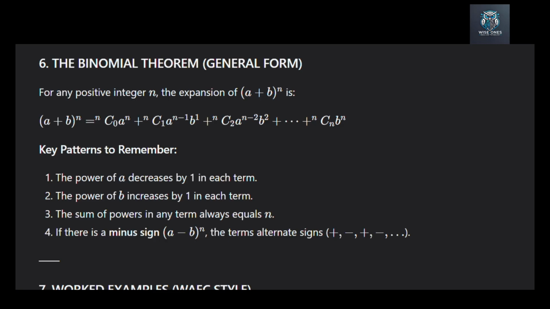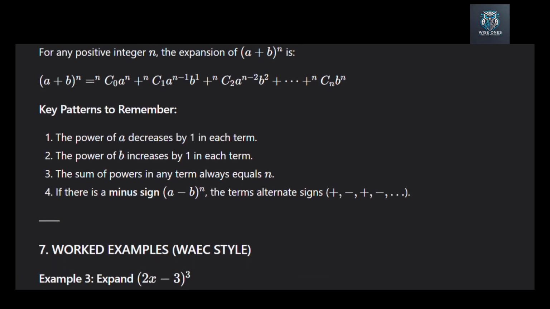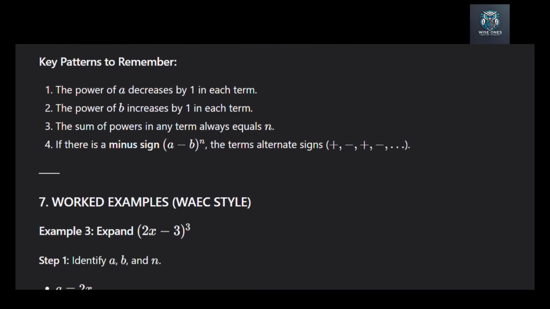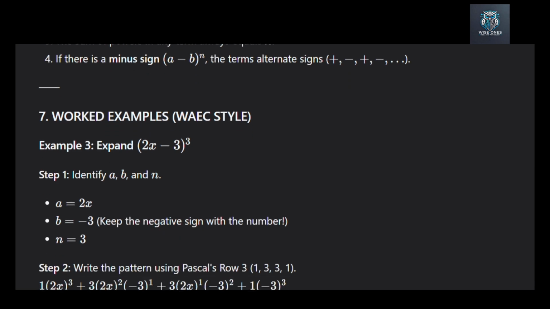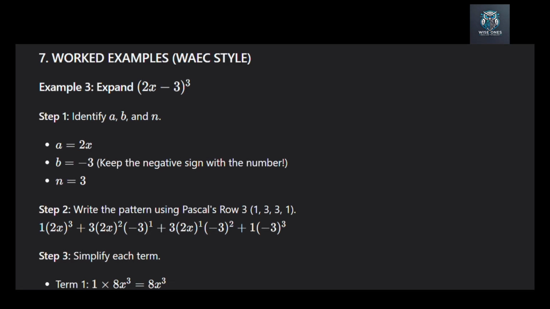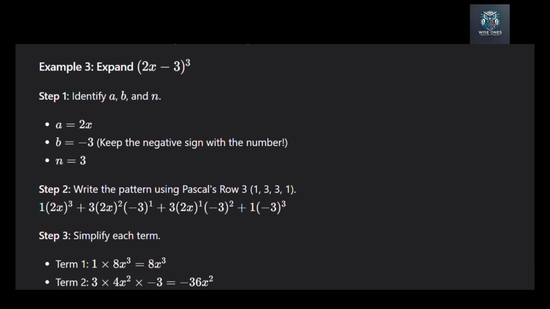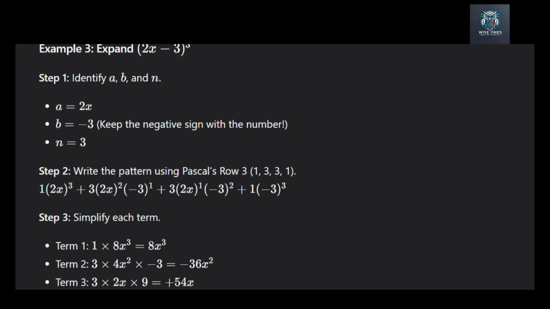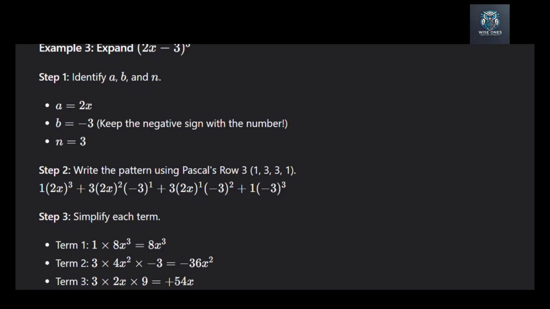Let us apply this to a worked example in the style of WAEC exams. Example 3, expand 2x minus 3 cubed. Step 1, identify a, b, and n. A is the first term, so a equals 2x. B is the second term. Be careful here, because there is a minus sign. B equals negative 3. You must keep the negative sign with the number. N is the power outside, so n equals 3.